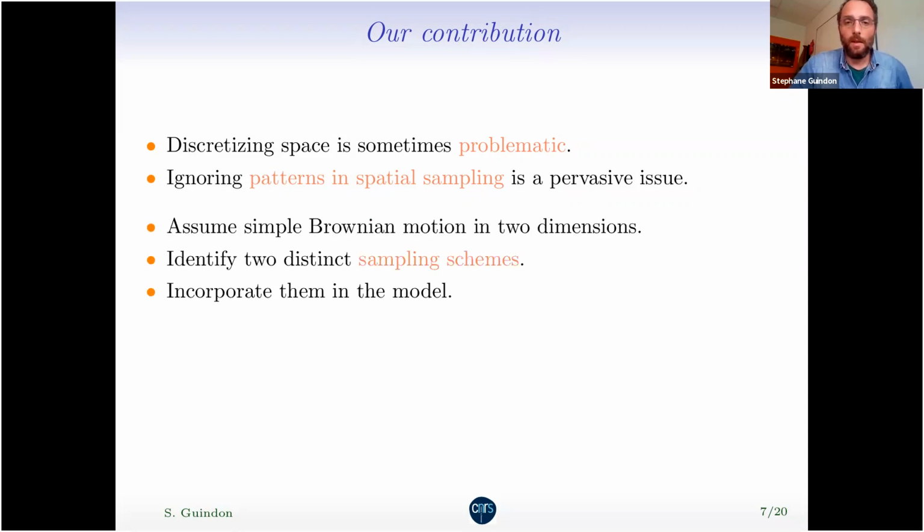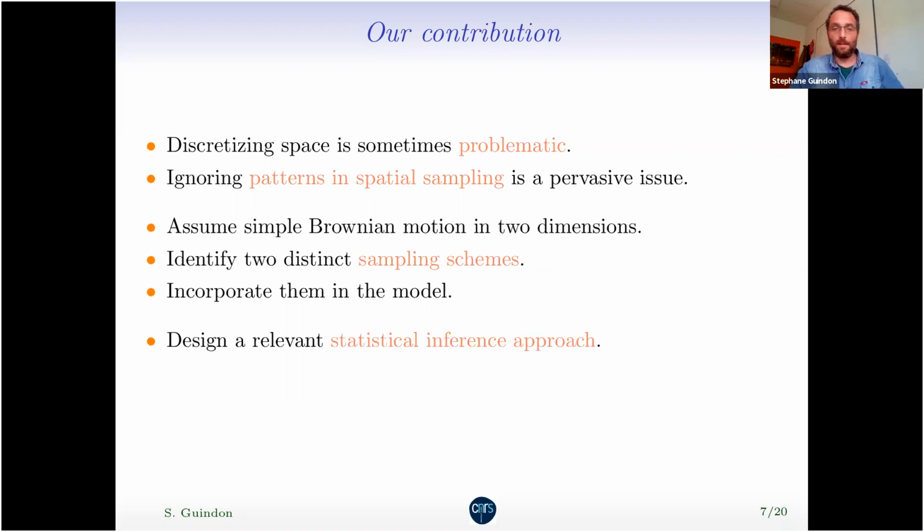So the work we did here is, we started from the model I just told you about, the Brownian motion model, and we modified this model in order to incorporate two different sampling schemes, all right? And we're going to see that for one of those two schemes, we also needed to develop specific statistical inference techniques to infer the parameters of this version of the model.